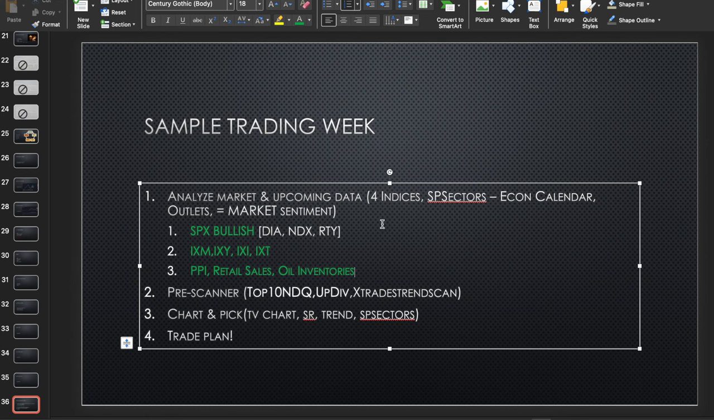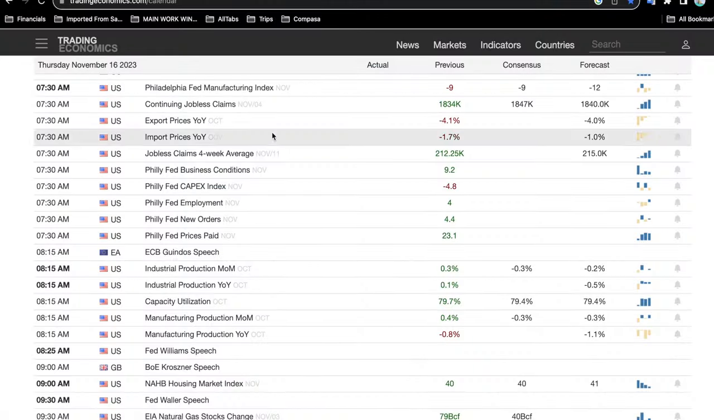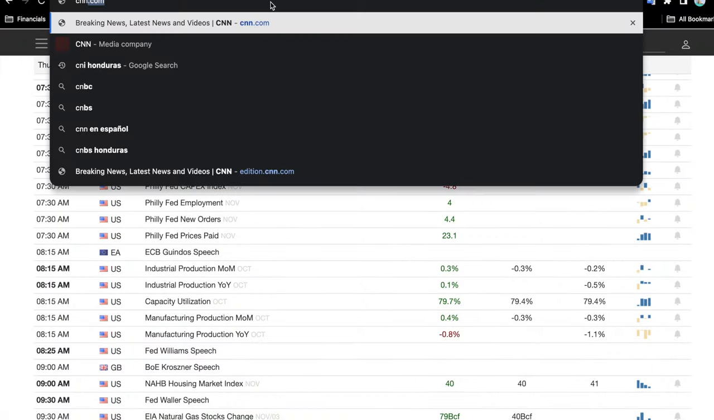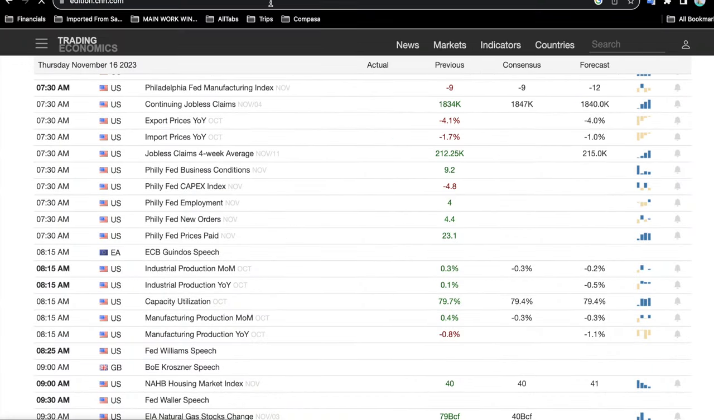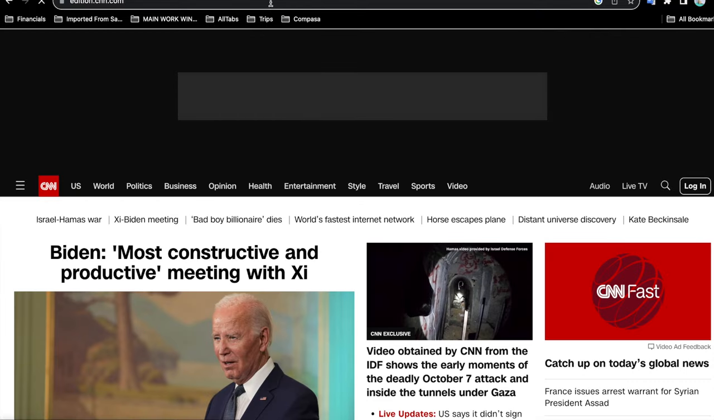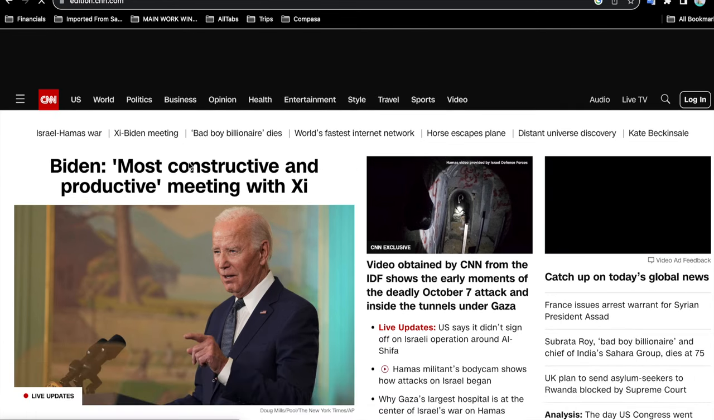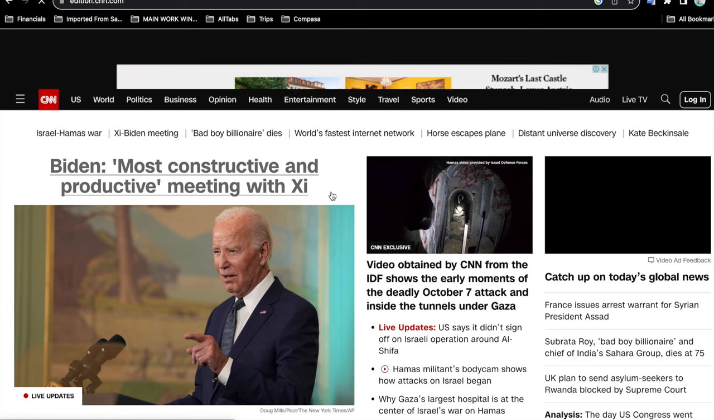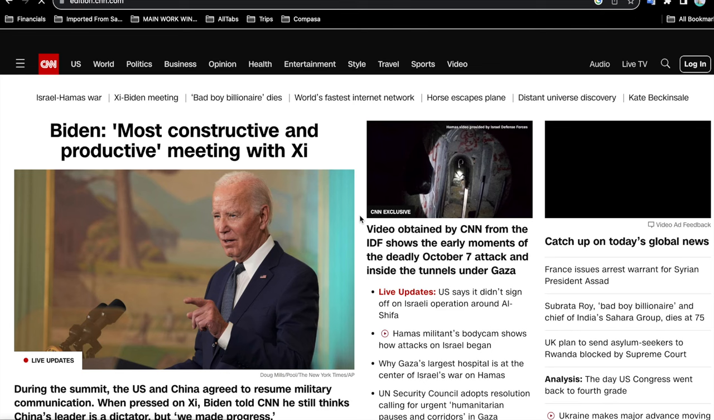So let's go ahead and move over to the outlets. So we have different outlets that we can look information up on. And of course there is CNN.com, which, regardless of your particular preference, has important information that moves markets, whether you agree with them or not. Biden having a constructive meeting with Xi is market important or market significant, if you will.